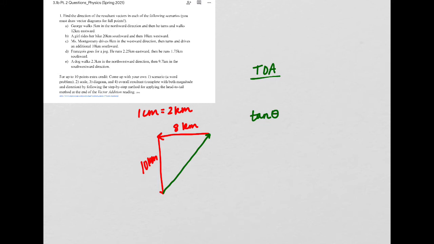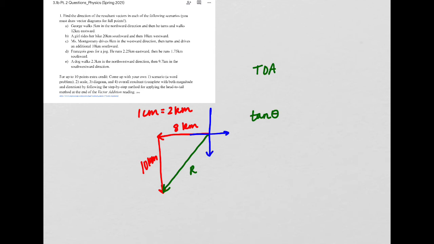So she started... Wait, I did the arrow the wrong way, didn't I? Darn it. It should be pointing this way. Everybody makes mistakes. Everybody has those days. Okay, there we go.